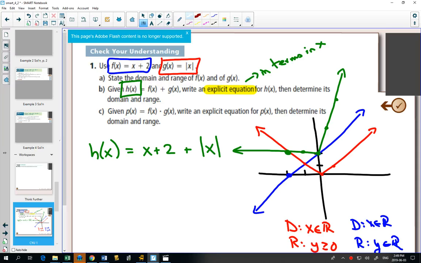And if I wanted to find my domain and range, since I've graphed it, I can still see my domain is everything. And I can now see that my range, y is bigger than or equal to 2.